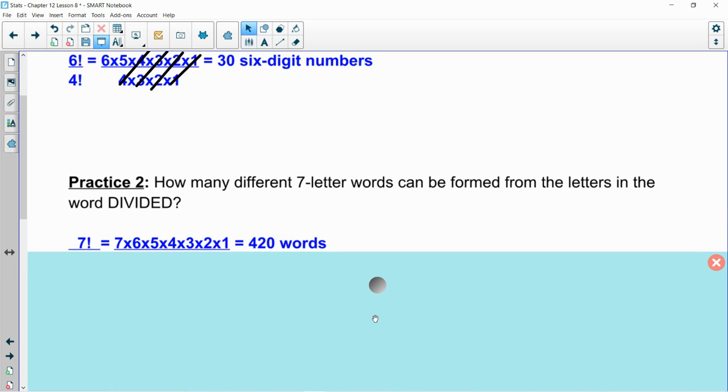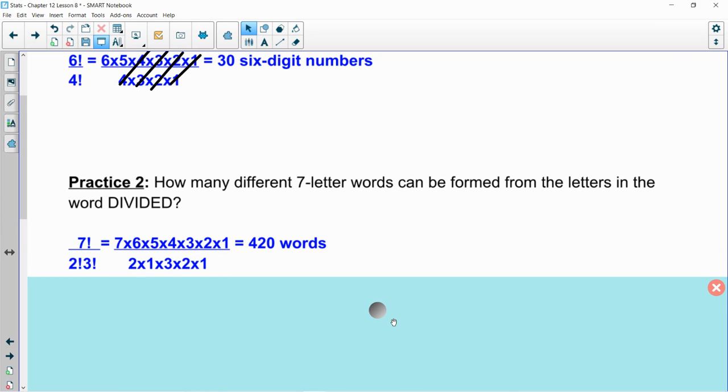So we've established that in the denominator, in the bottom, we need to put our repetition. However many examples of this repetition we have, we're going to put them all down there. So we've got 3 D's, so we need a 3 factorial. And we've got 2 I's, so we also need a 2 factorial. So we put them both down there. And either order will be just fine.